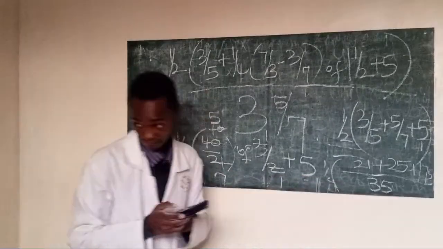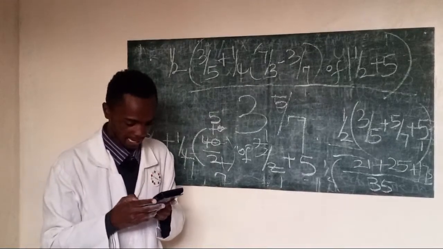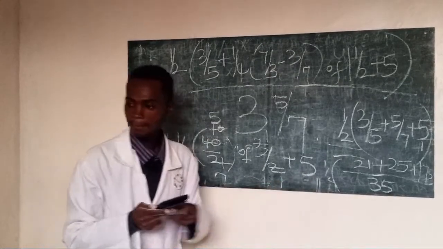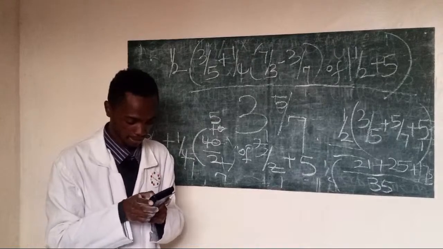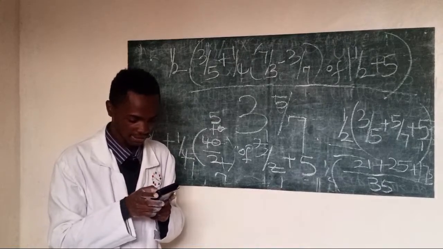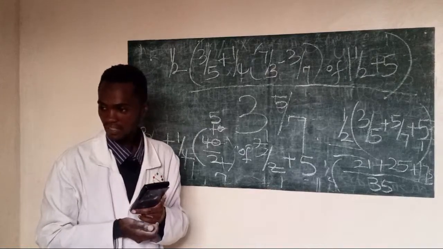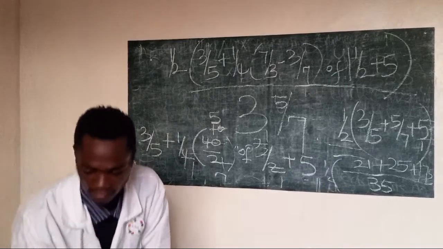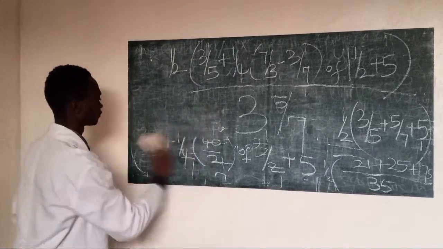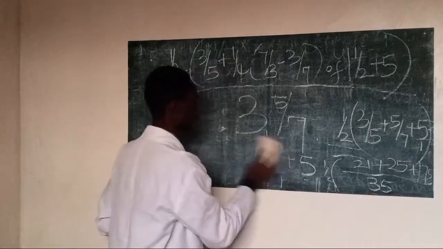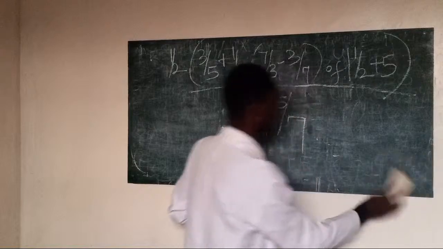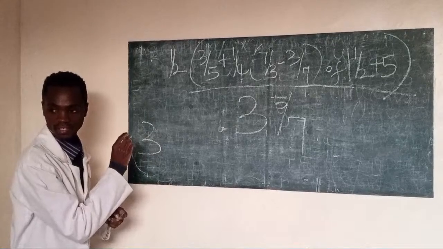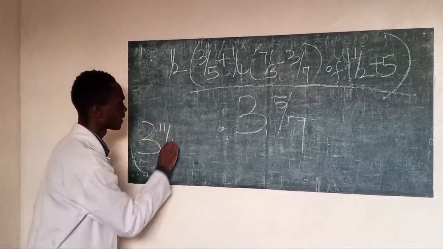I divide by 35. I get 6 whole 11 over 35. I multiply by a half. I get 3 whole 11 over 7. Tell you what? Yes. So we calculate the equation now. Umekuja 3 whole, everybody? 11 over 7. 3 whole 11 over 7.